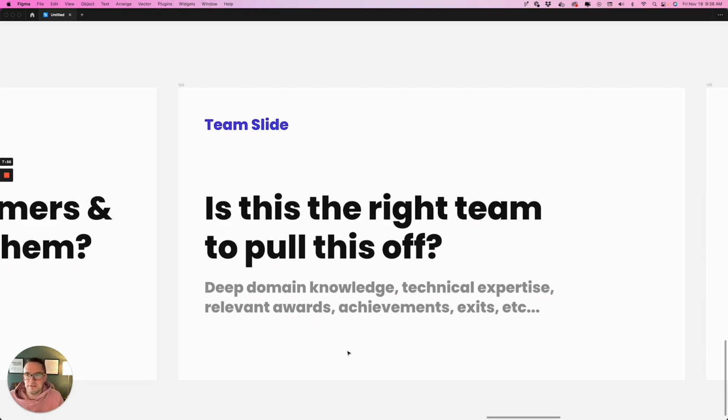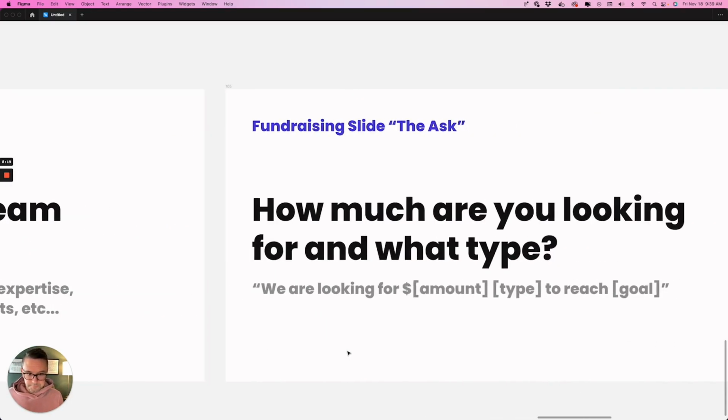So talk about the deep domain knowledge. This is a chance to be like your grandma or grandpa and just brag about yourself and brag about your team. And anything that's relevant to why you have an unfair advantage with this team, that's what you're looking for. So technical expertise, awards, achievements, exits, any of those things can give more confidence to the investor that this is the right team to pull this off.